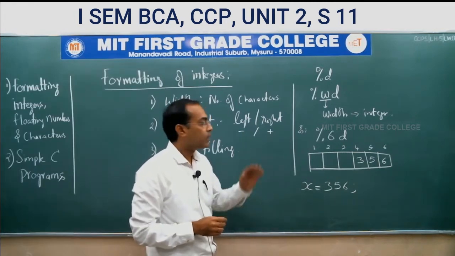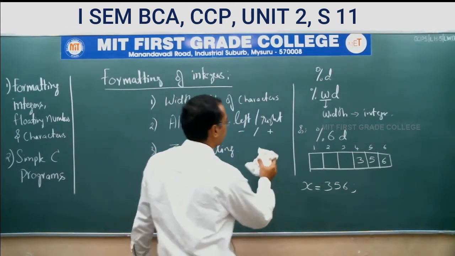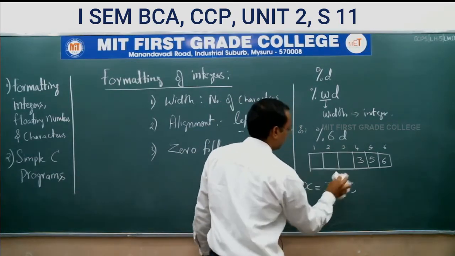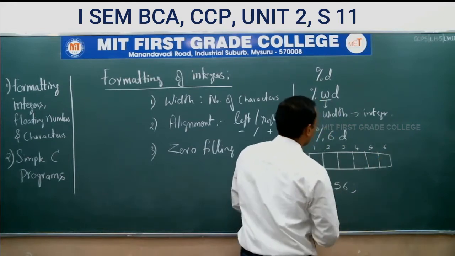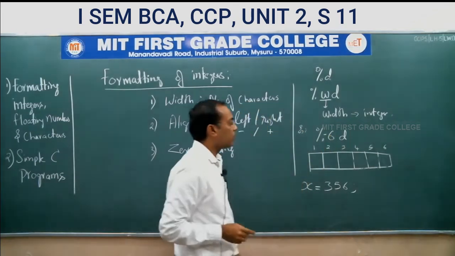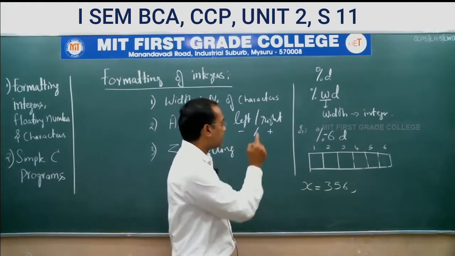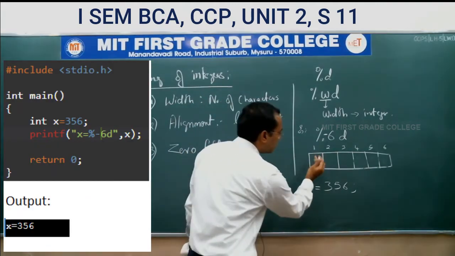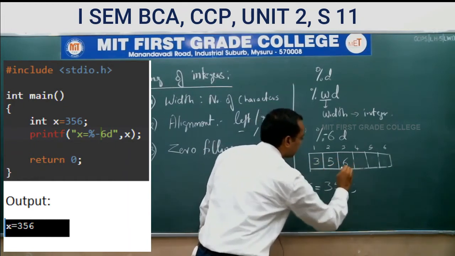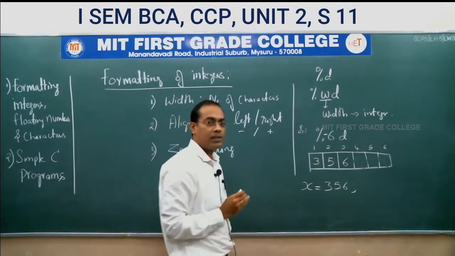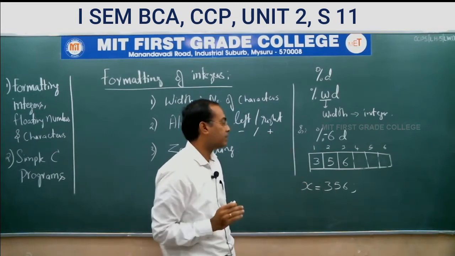Now we'll see what will happen if we give a minus sign. Now we have given %-6D. So minus indicates this is for left alignment. So it starts displaying the characters from the left part of the screen. So this is how the compiler will display the output 356 on the monitor.